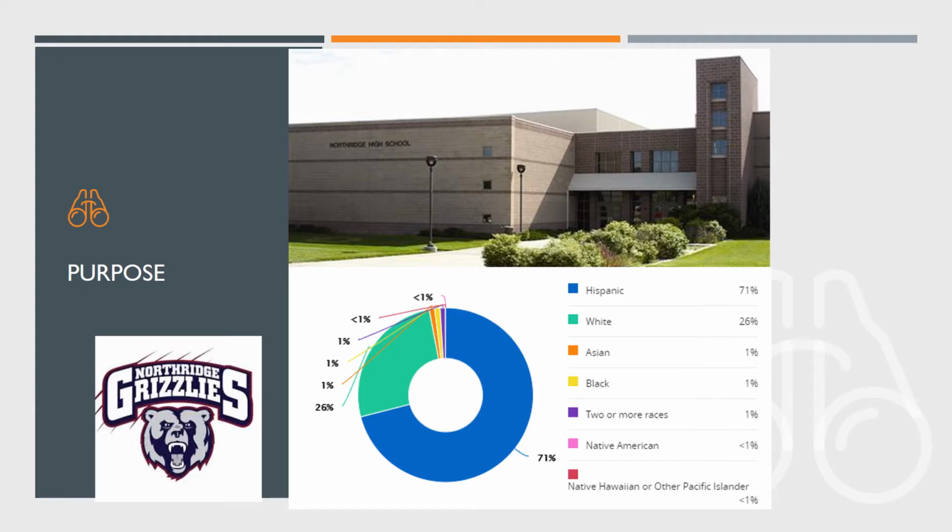So the ultimate purpose that I had was to determine what was going on at my school. And here you see a picture of Northridge High School. The demographics are also shown here. It's predominantly Hispanic, with the next largest group being white. There is a 67% free or reduced population as well too. So certainly a socioeconomic standpoint is something that we have to take into consideration.